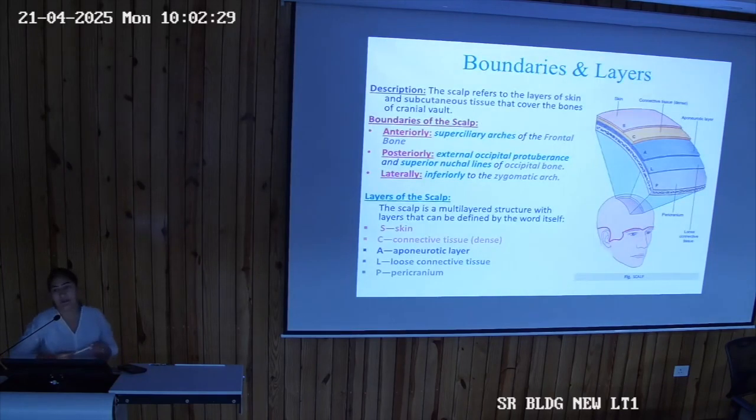So for the boundaries of the scalp: the scalp is a soft tissue that covers the skull cap. For this, you must know the bony attachments of the soft tissue. But as you have not attended the osteology class, you should know that in this skull cap, this is the bregma. These are the superciliary arches. Anteriorly, the boundary of the scalp is the superciliary arches, found in the frontal bone, above the eyebrow area.